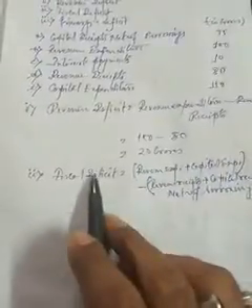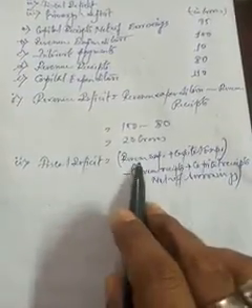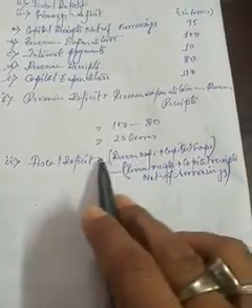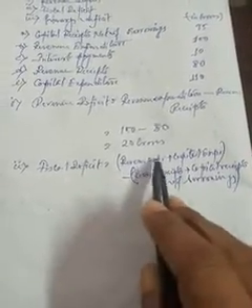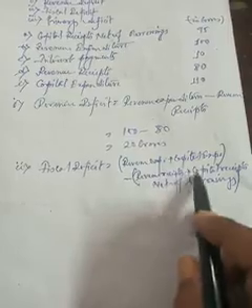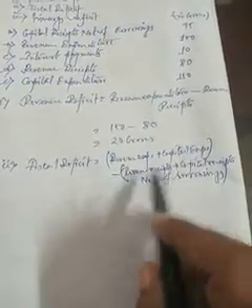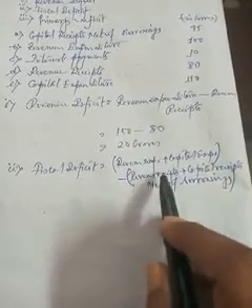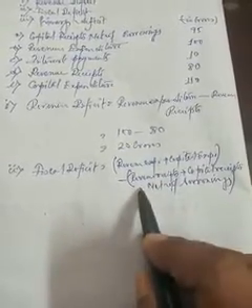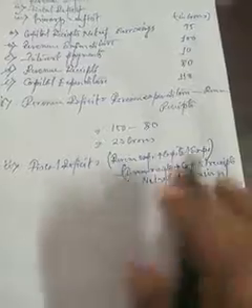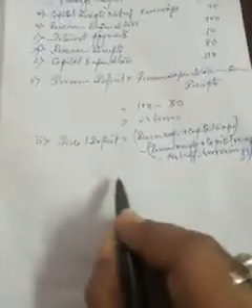Okay, so this is the formula of fiscal deficit. Fiscal deficit means total expenditure minus total receipts other than borrowings. Total expenditure means revenue expenditure plus capital expenditure, and total receipts is revenue receipts plus capital receipts, other than borrowings.